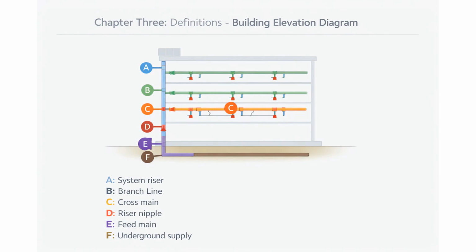Looking at a typical building elevation diagram, it's crucial to identify the various components of a sprinkler system. A represents the system riser, the vertical pipe supplying the system. B is the branch line, where the sprinklers are directly attached. C is the cross main, which feeds the branch lines. D is the riser nipple, connecting the cross main to the branch line. E is the feed main, supplying the cross mains. And F is the underground supply.